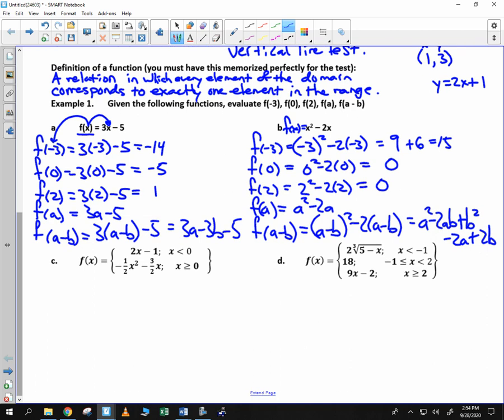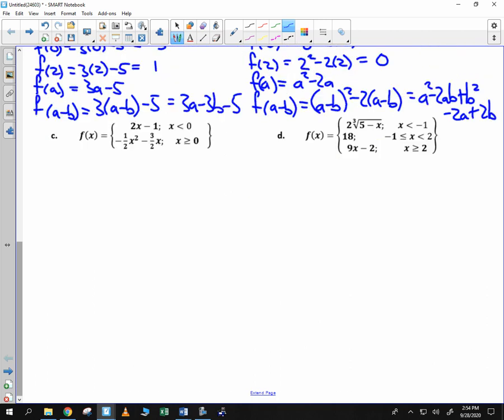Okay, so function values. I think you know how to do that. But what is this stuff here? This is called a piecewise function.